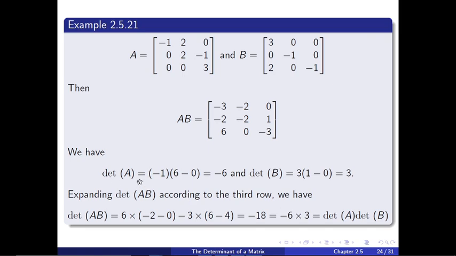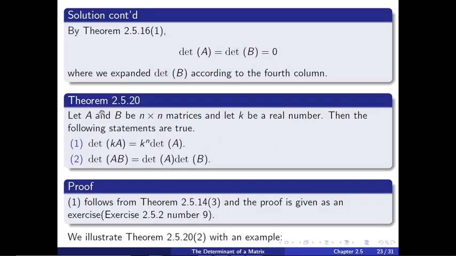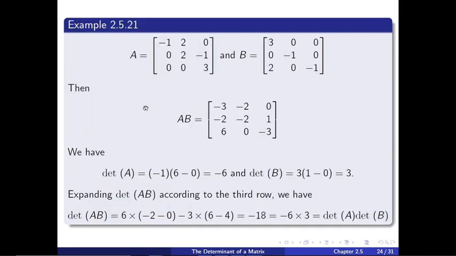And determinant of A is equal to minus 6. You can do the calculation. Determinant of B is also 3. And so if we find the determinant of AB, we will see that the determinant of AB is equal to minus 18, which is equal to minus 6 times 3, which is equal to determinant of A and determinant of B, which we expected from using theorem 2.5.20, right?